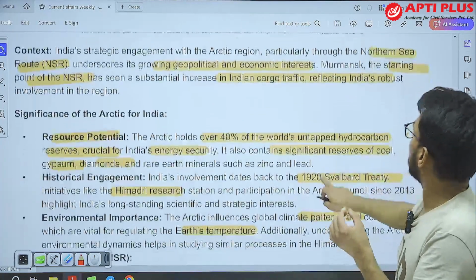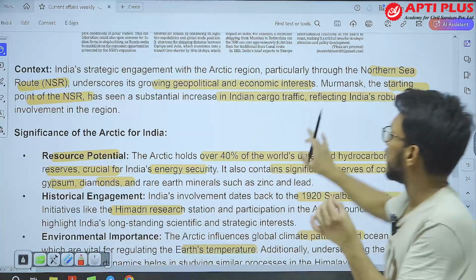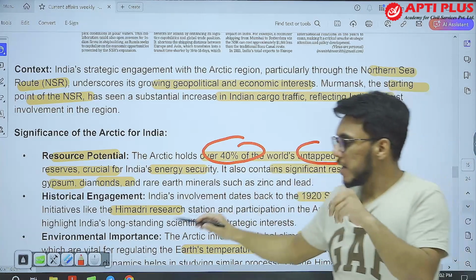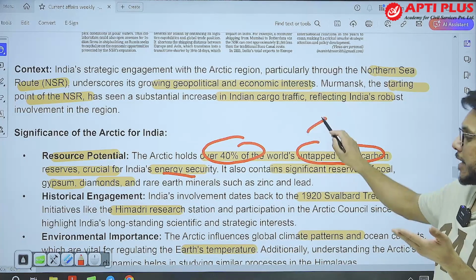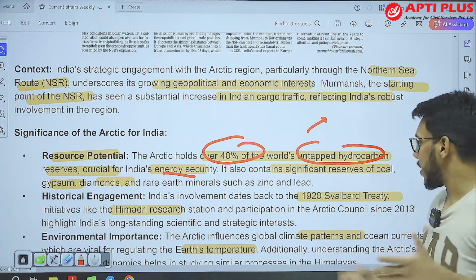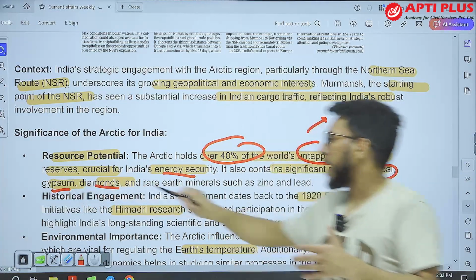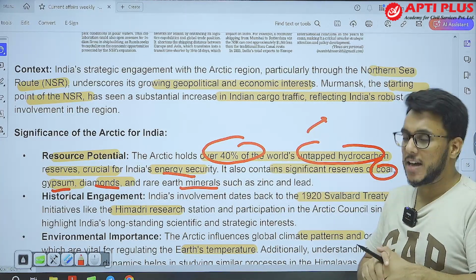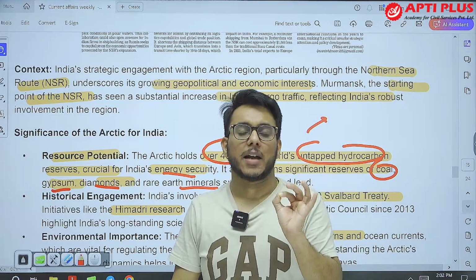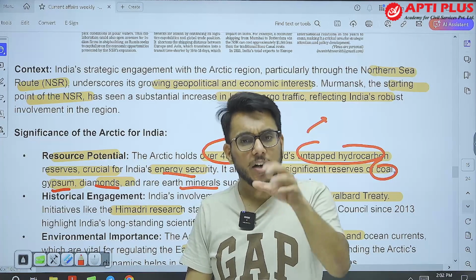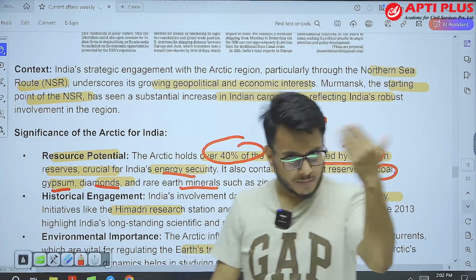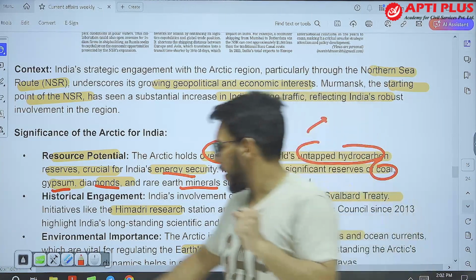So when we talk about the Northern Sea Route, you see 40% of the world's untapped hydrocarbons, which are very crucial for India's energy security, are contained there. And the most important resources in this region are coal, gypsum, diamond, and rare earth minerals. So India has always been interested in the Arctic region. India has also been interested in drilling in the Arctic region without tampering with the environment around it.